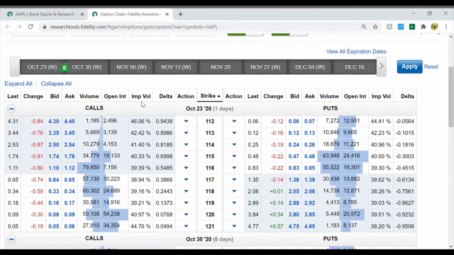So I'm going to skip over the implied vol and delta for now. That's a little more complicated. I'm going to start first with the open interest. So that is saying the number of contracts that are outstanding. The volume is the number of contracts that have been filled today.